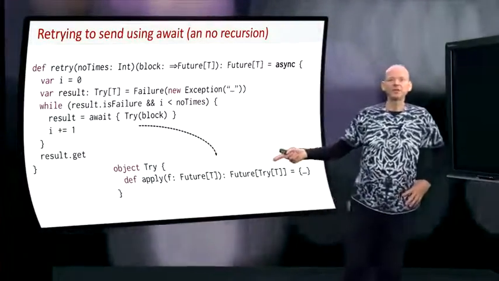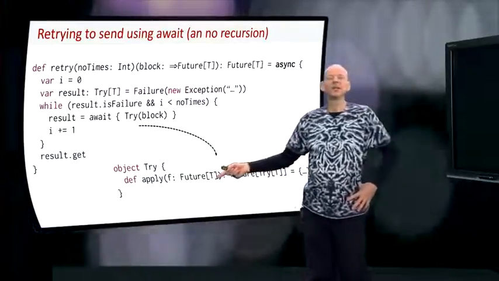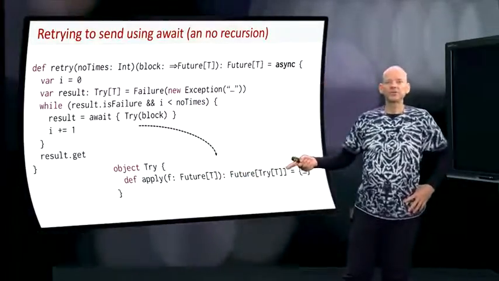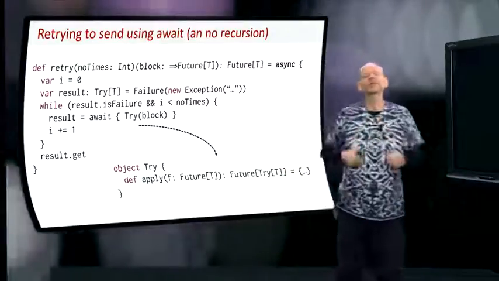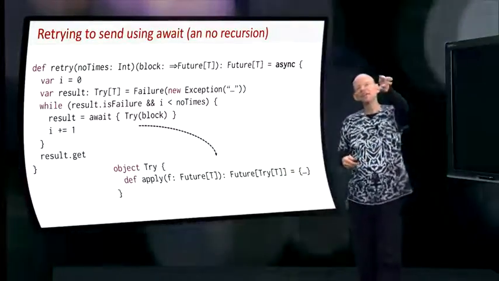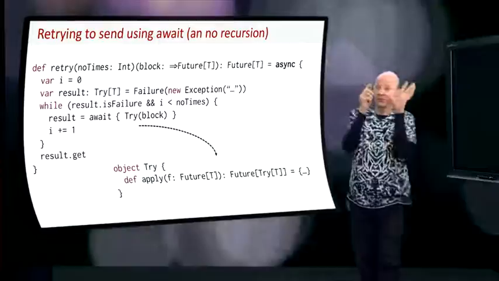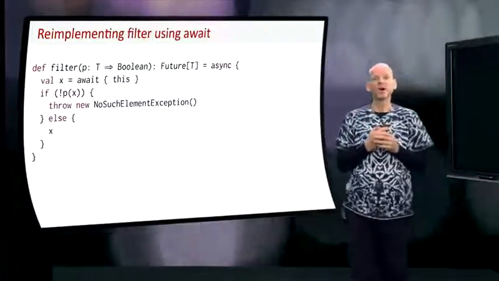Okay, and there we're using this function here that takes a future and turns it into a Future of Try of T, to make the try explicit. So I think this code looks pretty nice, and the reason is that I can just use a while loop.